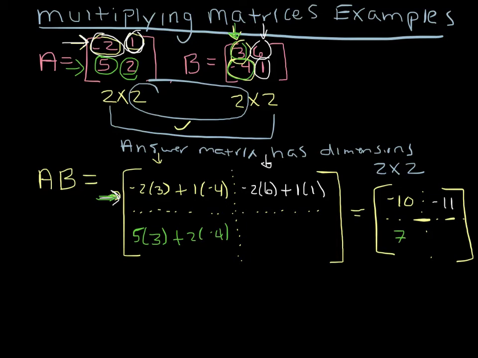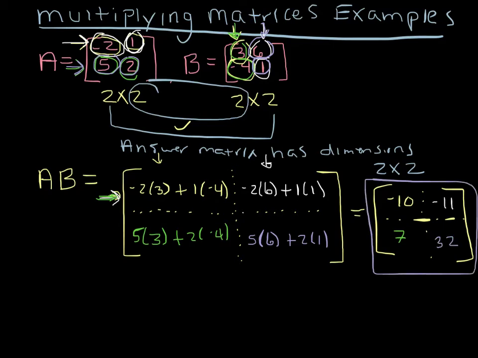And the last thing to do is row 2 of matrix A times column 2 of matrix B. So that's 5 times 6 plus 2 times 1. And that gives me 32. And this is our answer.